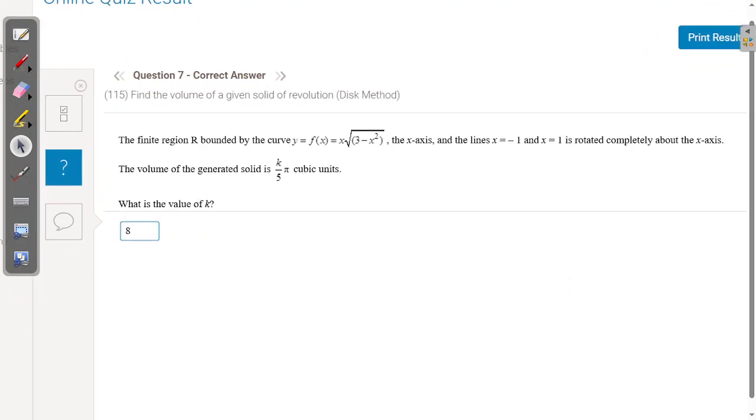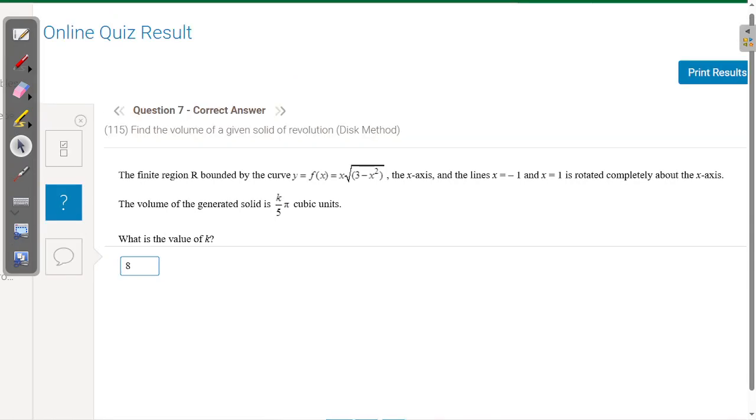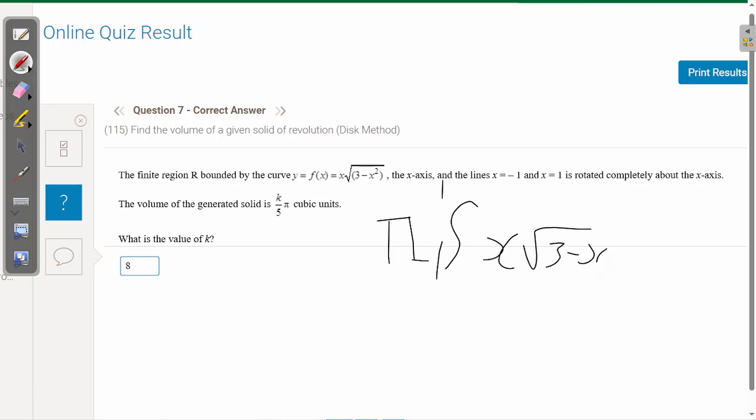Okay. The region R bounded by the curve y equals f of x equals x radical 3 minus x squared, the x-axis, and the lines x equals negative 1 and x equals 1 is rotated about the x-axis. The volume is what? Okay, so again disk method. So pi, integral from negative 1 to 1 of x radical 3 minus x squared, all of it squared, dx.